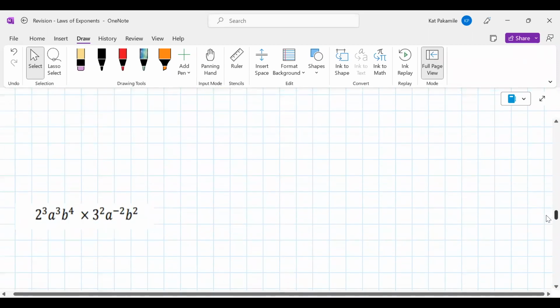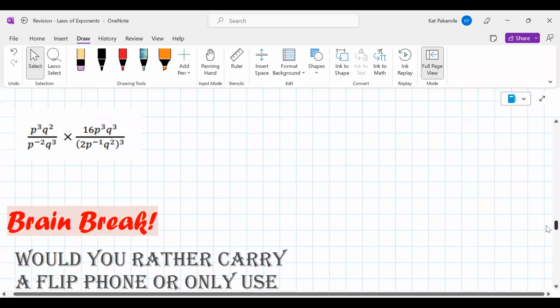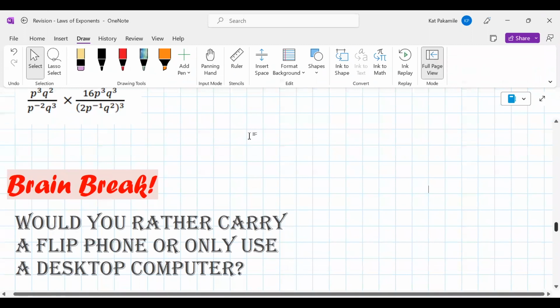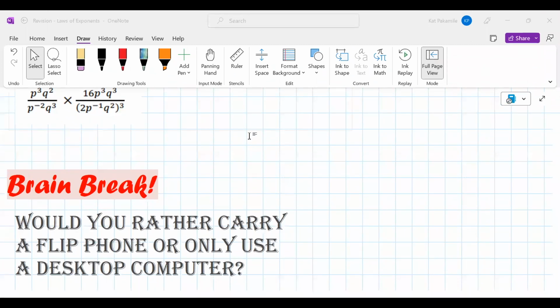Okay, let's leave these alone. They're too easy anyways, because time is running. Okay, it's fine. I'll take hands. Mpo was waiting, and so was Chichi. Hi, Mpo. Hi, ma'am. Would you rather carry a flip phone or only use a desktop computer? No laptop. Do you guys know what desktop is? That big computer with the detachable keyboard. So which one would you rather have?